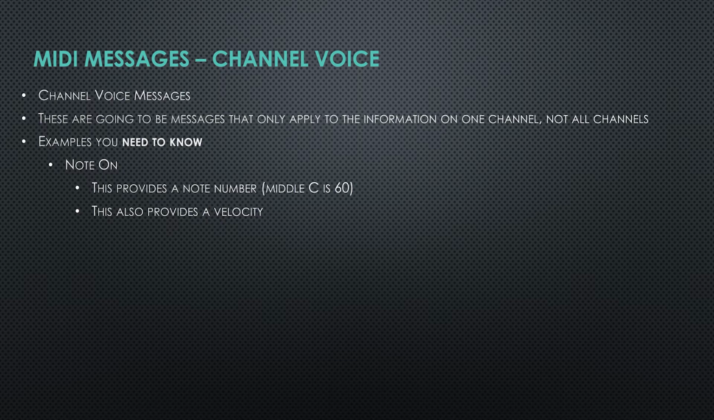Note on is one of the best examples of the type of information in a message that you want to know first. It gives us a note number. For example, middle C is 60 in MIDI, which is something you probably want to have memorized, but you'll see these numbers in Studio One and other pieces of software. It also provides a velocity. So when I send my note on message through that MIDI channel to the device, I'm telling that sampler that I played middle C and I hit it really fast, so play that thing really loud. Velocity is what we say.